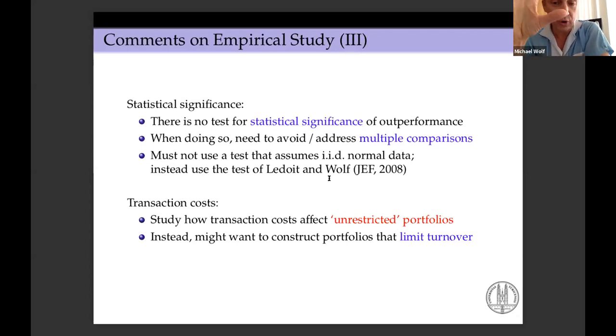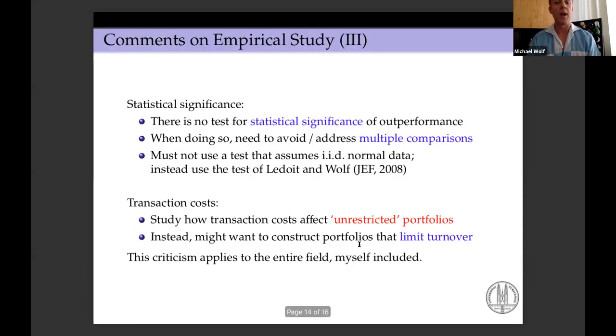Coming to the end, transaction costs. What you did, you show how in hindsight transaction costs would have afflicted these portfolios, unrestricted in the sense that they did not take any transaction costs into account. What people do in real life at the portfolio construction stage, they limit turnover, right? They only allow for a certain amount of turnover taking transaction costs into account. And I think that might change things. However, I also realize that everybody in the academic literature does it this way.